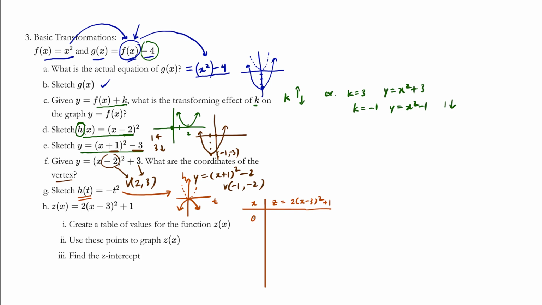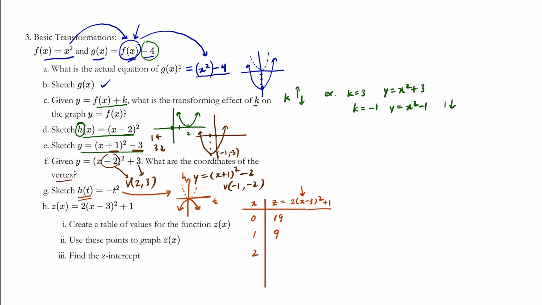Let's plug in 0. When x is 0, we're going to substitute 0 into here. We're going to get negative 3 squared, which is 9. 9 times 2 is 18, plus 1 is 19. Let's plug in 2 more here. Let's plug in a 1. When x is 1, 1 minus 3 is negative 2. Negative 2 squared is 4. 4 times 2 is 8, plus 1 is 9.